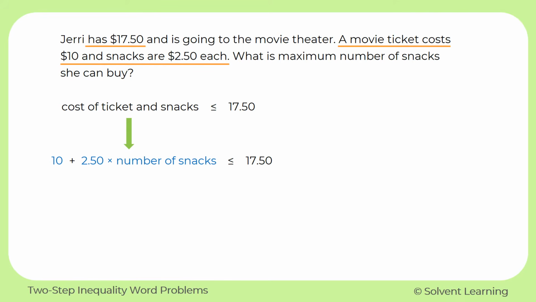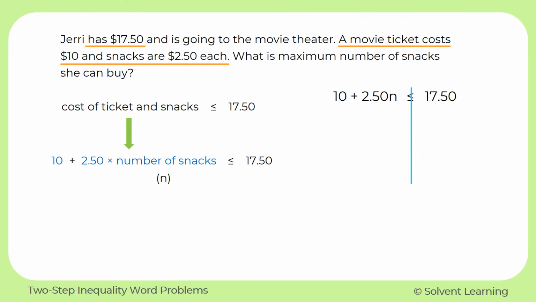But we normally don't solve inequalities when they're set up like this. So let's clean this up a little bit. Instead of writing number of snacks, let's use a variable like n. So we can rewrite this as 10 plus 2.50 times n is less than or equal to 17.50. And now we can solve our inequality.